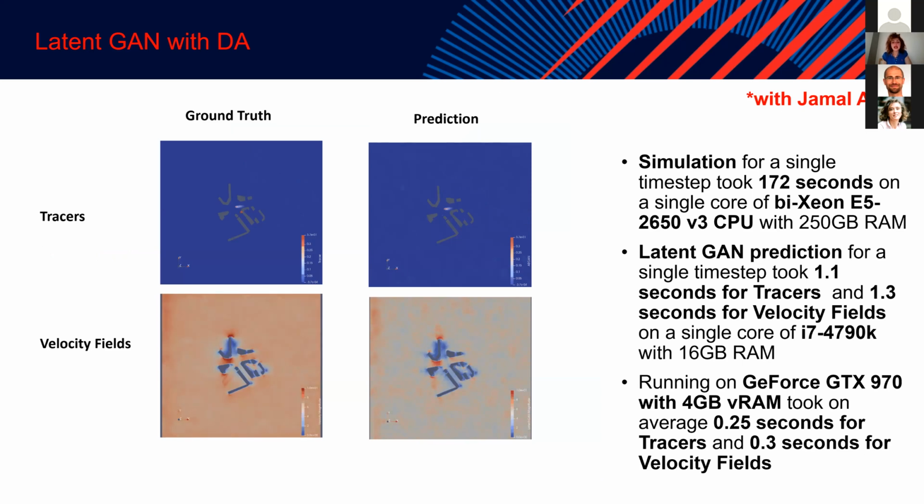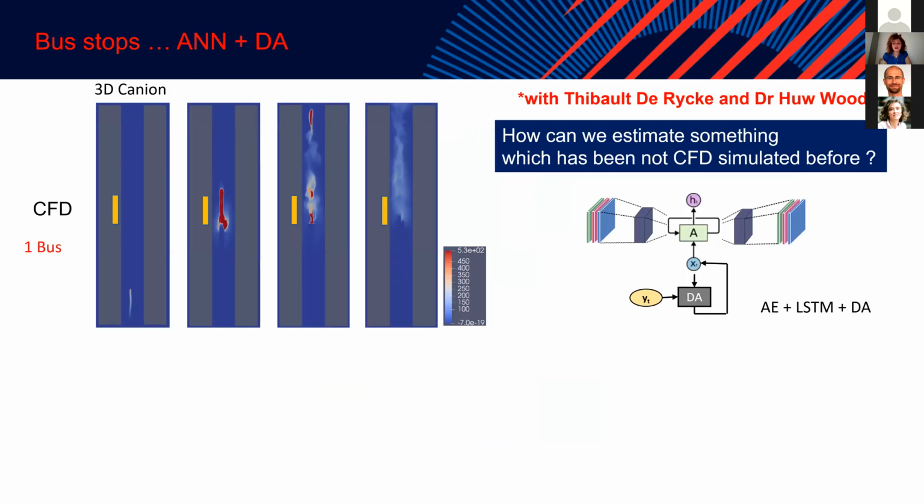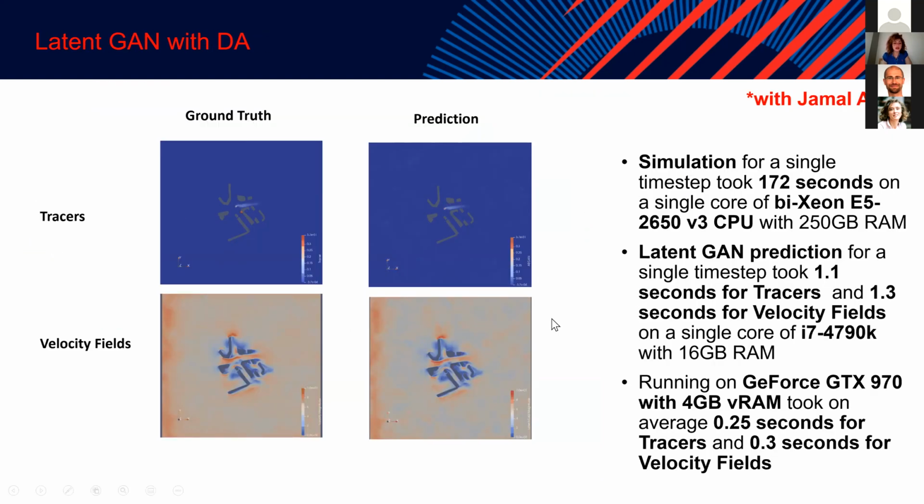However, sometimes we can lose accuracy. So what we have done is we have used the data simulation also to improve the accuracy. And as you can see on the top right, this is the result of this latent generative adversarial network with data assimilation.